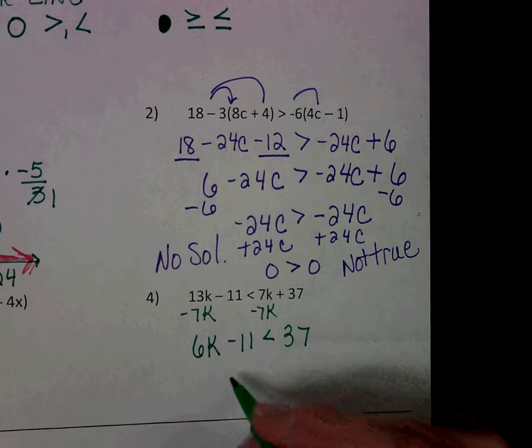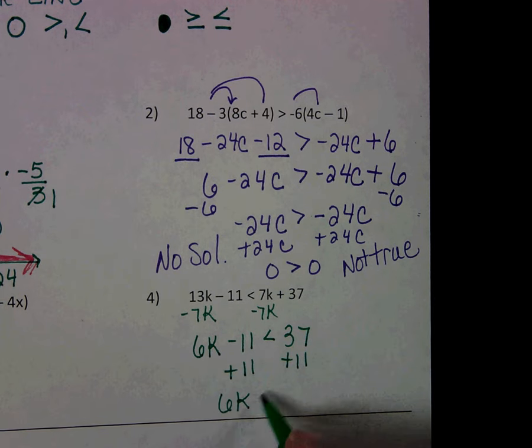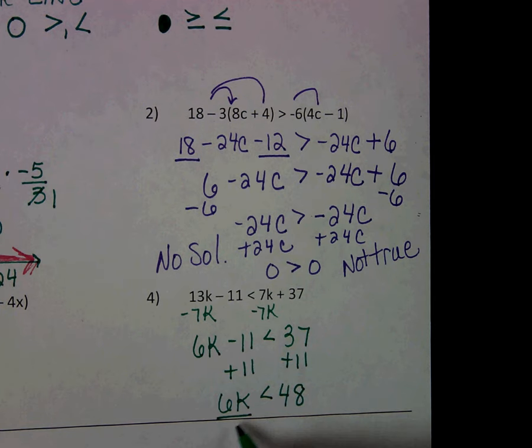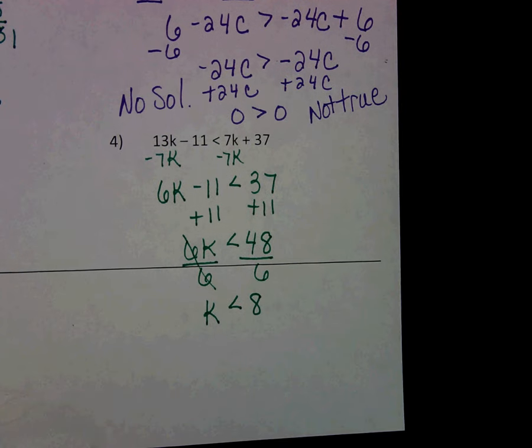Okay, I'm then going to add 11 to both sides. 6k is less than 48. And then divide by 6. So the steps are no different than what we would do if we were solving an equation. And we get k is less than 8.